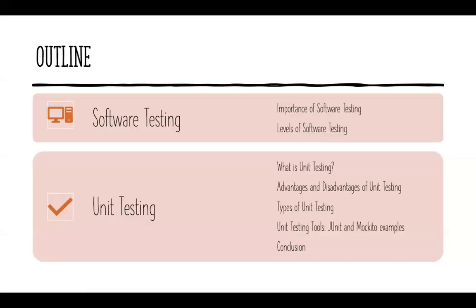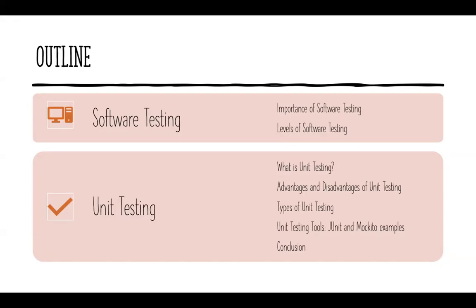So the outline of this talk is going to be, first I'll talk about what software testing is. We'll look into some cases where software testing is important. We'll talk about software testing as part of the larger software development process, and then we'll look into some levels of software testing. Then we'll talk about unit testing, which is a specific level of software testing as a whole.